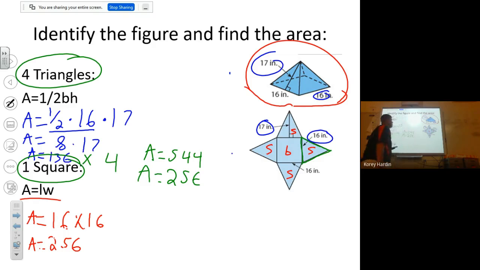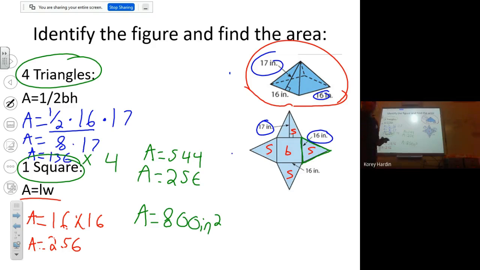I'm going to add 256 to 544, so plus the square at 256. That gives me a grand total of area equals 800 inches squared. And that's the surface area of this whole cube.